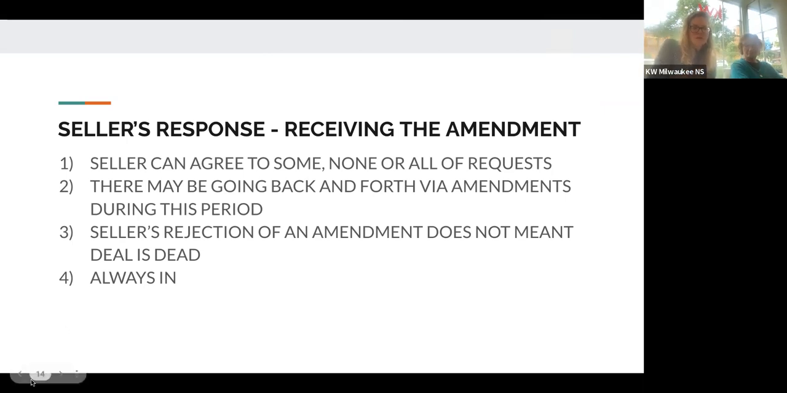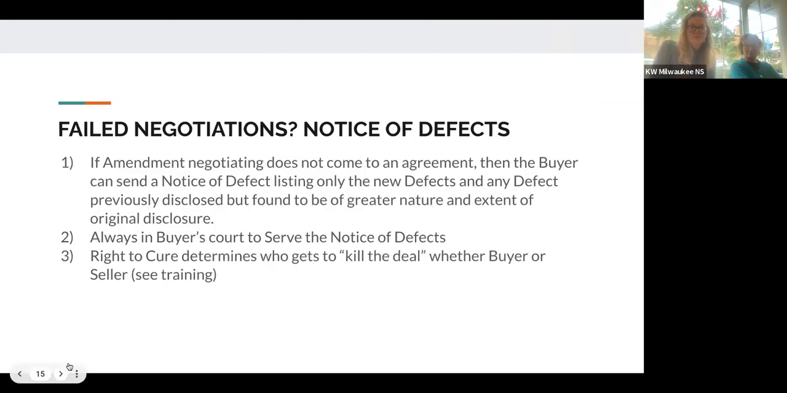So now we're going to get to the point where a seller does say no. So failed negotiations. If you're going back and forth between this roof and this foundation and this $5,000 credit, and neither party can come to an agreement, where do we go from here? We've come to this dead zone. Both parties are just not in agreement. So if the amendment negotiating does not come to an agreement, then the buyer can send a notice of defect. It's always in the buyer's court to serve the notice of defects.